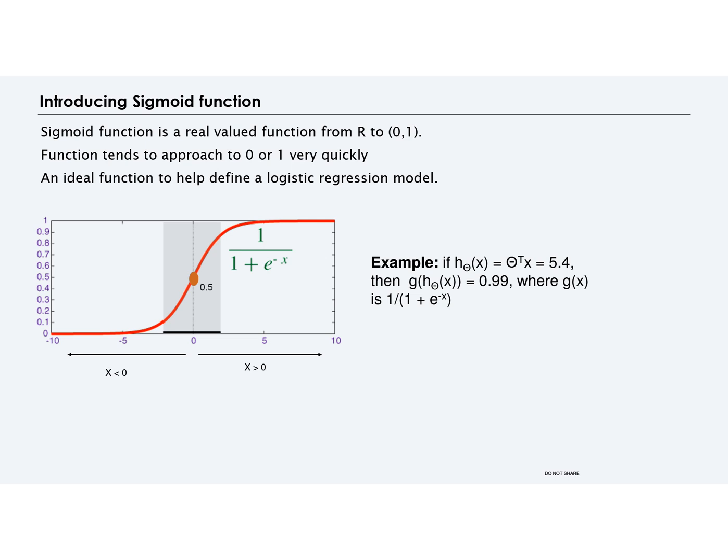Imagine it as a smooth curve that quickly approaches 0 for negative inputs and 1 for positive ones. Consider an example. If our function's output h theta x equals 5.4, the sigmoid, denoted as g of h theta x, calculates this to approximately 0.99. This result uses the formula g of x equals 1 over 1 plus e to the power minus x, demonstrating how effectively the sigmoid function can predict outcomes close to certainty.